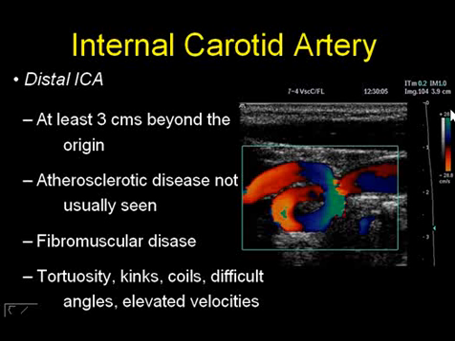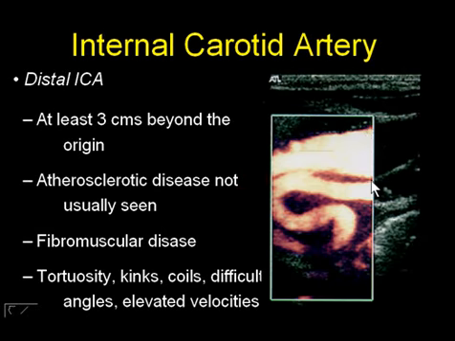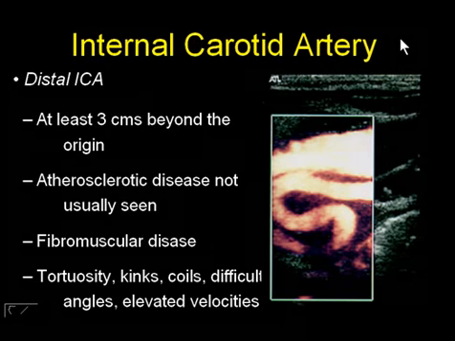The examination is then carried out through the distal internal carotid artery, and that is that segment that's at least 3 centimeters beyond the carotid bifurcation. Again, this is an area where atherosclerotic disease is not usually seen, although you can encounter other pathologies, most commonly things like fibromuscular dysplasia. It's not uncommon to see loops such as you see here, or kinks, or coils. Occasionally you see these S-shaped tortuosities, and when you see these tortuosities, kinks, and coils, they can all result in difficult angles for evaluation and therefore artificially or artifactually elevated velocities.